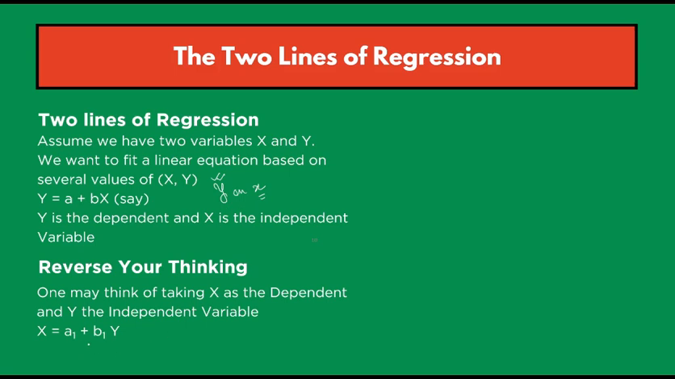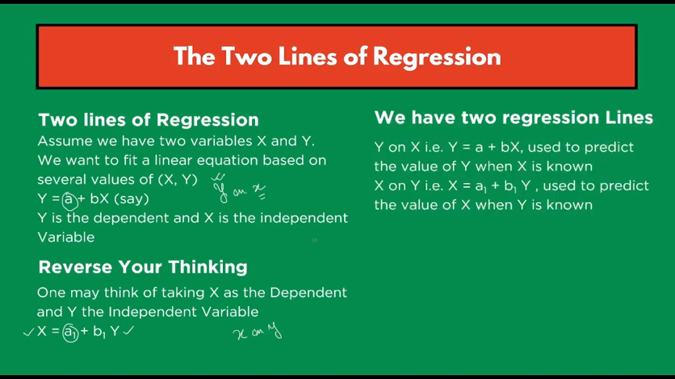Another equation, where we take x as the dependent variable and y as the independent variable, is called an x on y equation. Here we take x as the dependent variable, y as the independent variable. When we do this, the intercept and slope will change their values. It will not be the same as the previous one. That's why we are differentiating it. One I am writing as a, another I am writing as a1, to express that the values will not be the same. The equation will have a different intercept and a different slope.